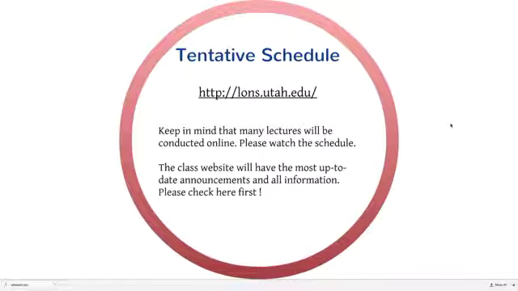It's tentative. Things can change, but mostly I try to follow this. So you can plan your holidays or whatever around it too, if you want.